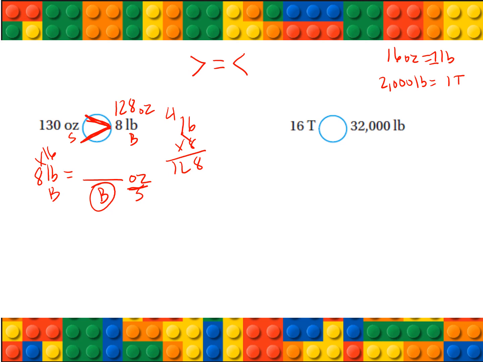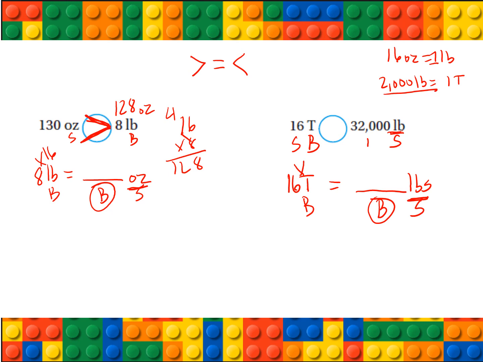Let's compare 16 tons to 32,000 pounds. Tons are bigger, pounds are small. I'm looking to change the big unit into the small unit. So 16 tons equals how many pounds? Tons are big, pounds are small. I'm looking for a big number. We find that by multiplying. How many pounds in a ton? The answer is 2,000. So 16 times 2,000.